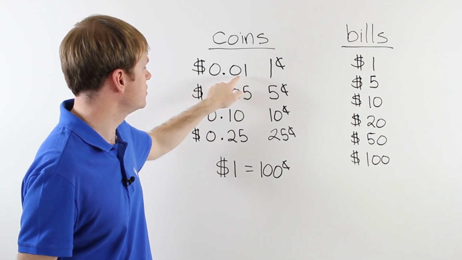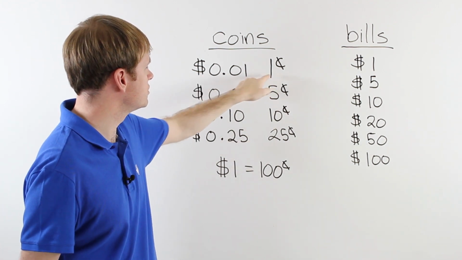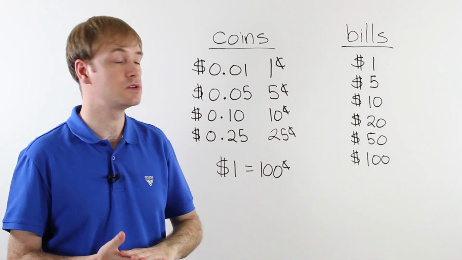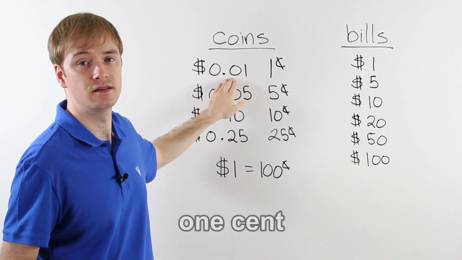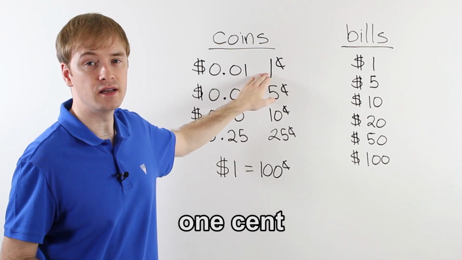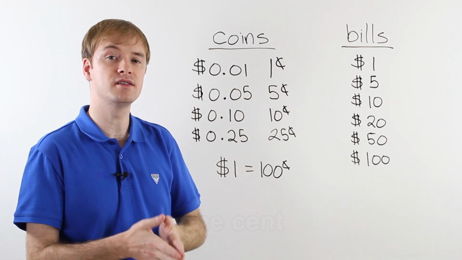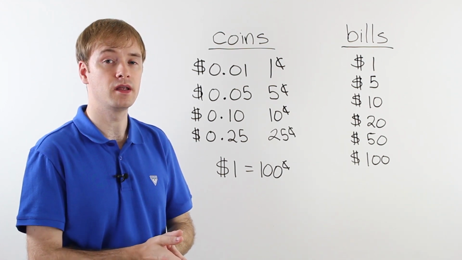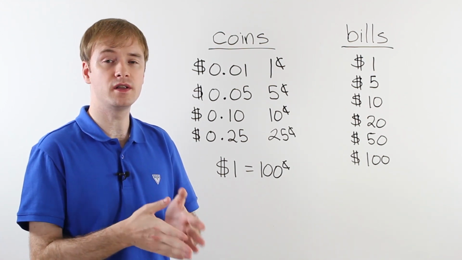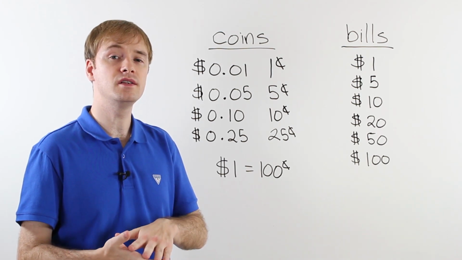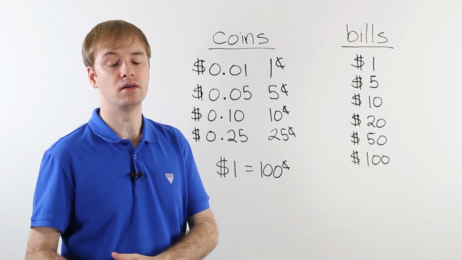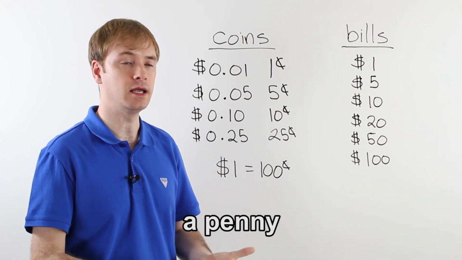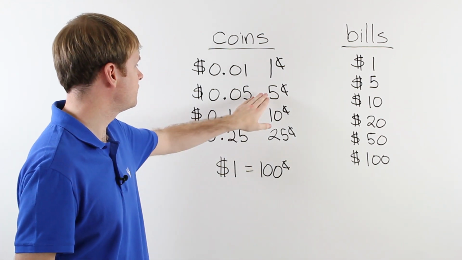So how much is this? And how much is this? Well, they're the same amount. This is 1 cent, and this is also 1 cent. That's the smallest amount of American money, 1 cent. They have a 1 cent coin, and the 1 cent coin is called a penny. Let's move on. This is 5 cents.